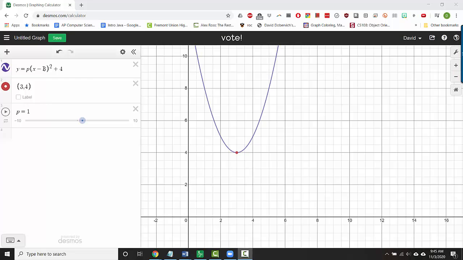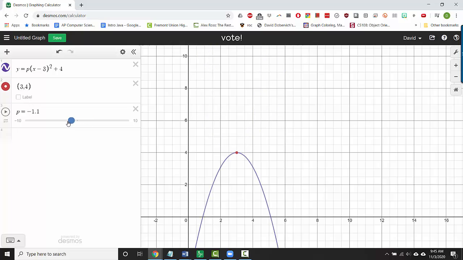So you can see here in Desmos, I've given it a vertex of 3, 4, but then as I shift the p slider, all of these different parabola share that same vertex in common.